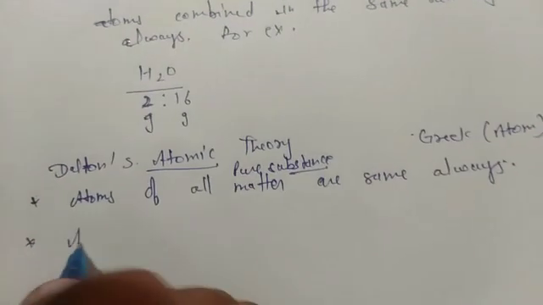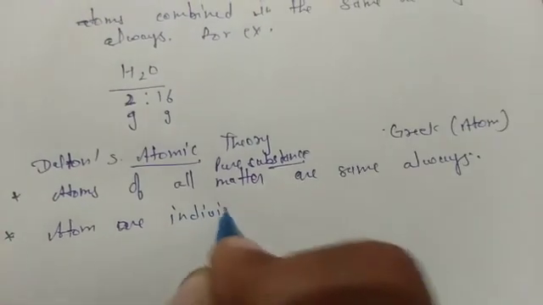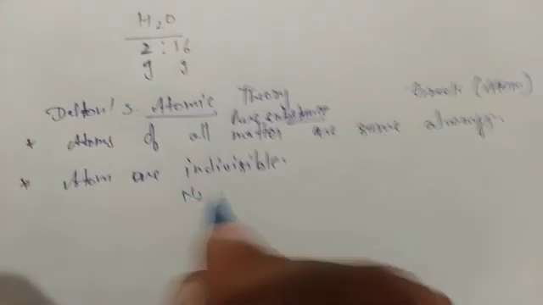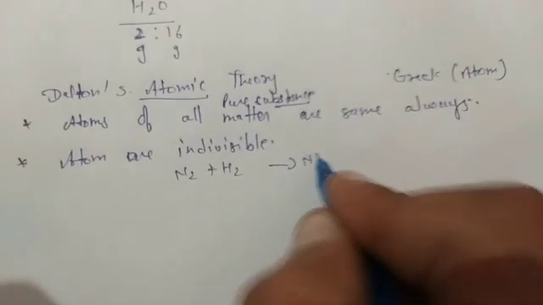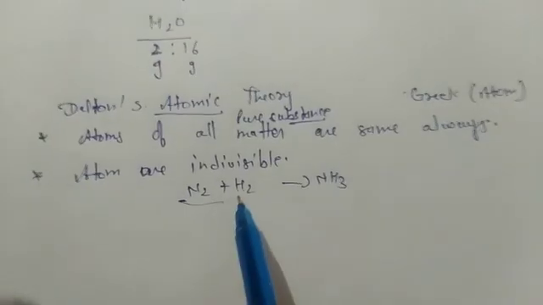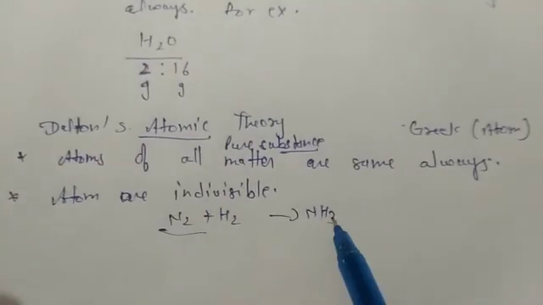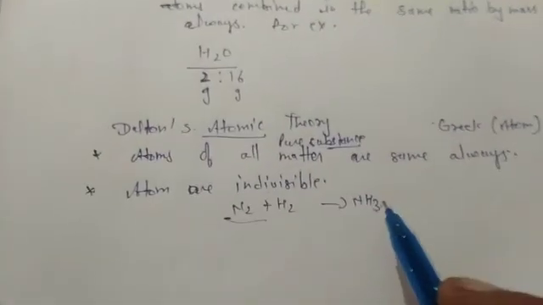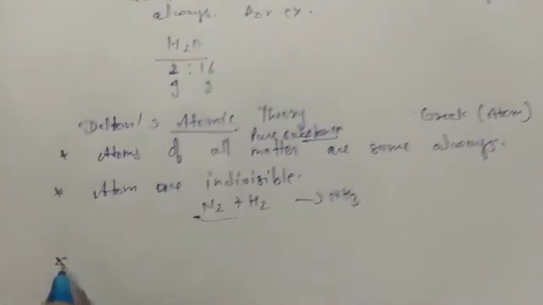Second, atoms are indivisible. They cannot be divided in any chemical reaction. Meaning to say, reactant and product always contain the same type of atoms. If the reactants contain nitrogen and hydrogen atoms, the product also contains nitrogen and hydrogen. That is, no atom will be created or destroyed during a chemical reaction. This is an important postulate.